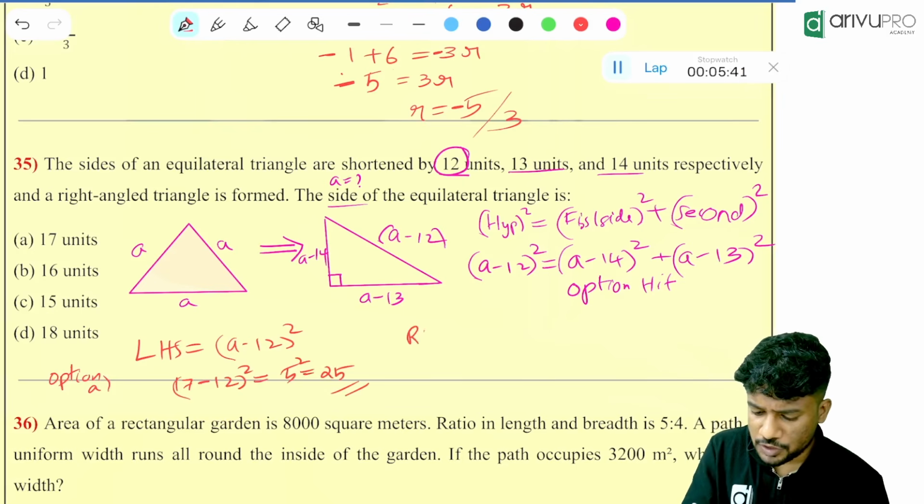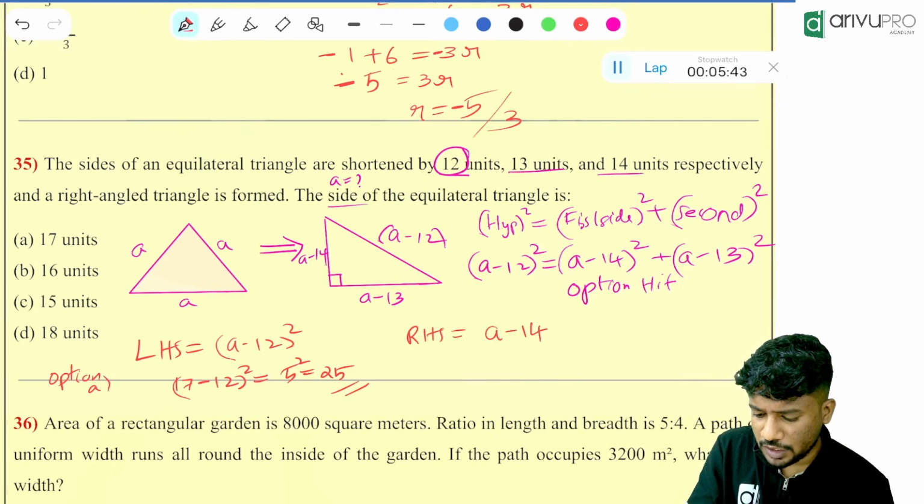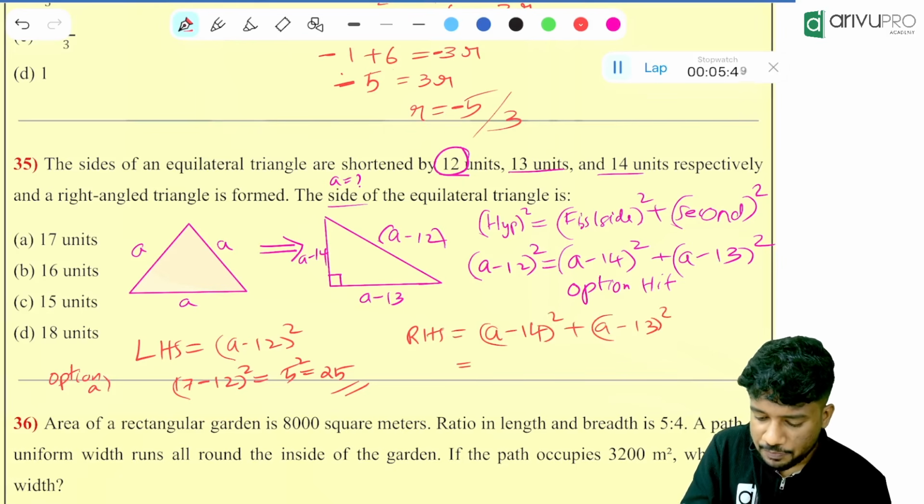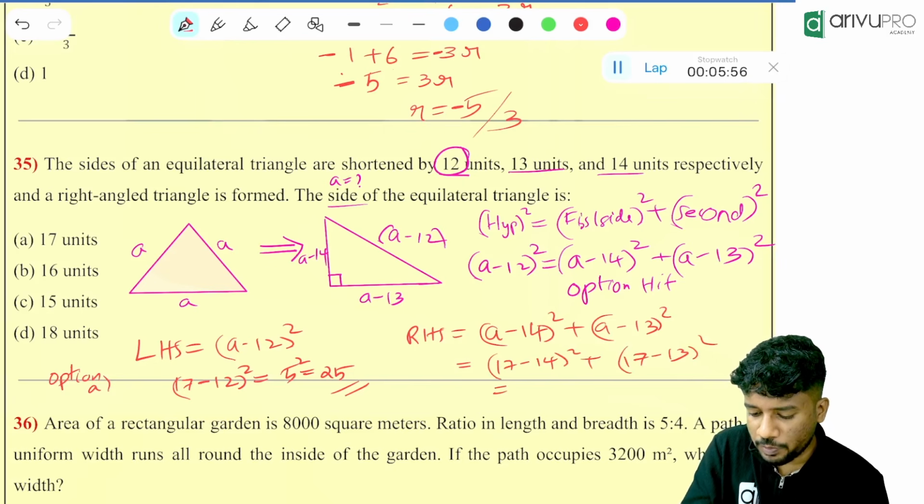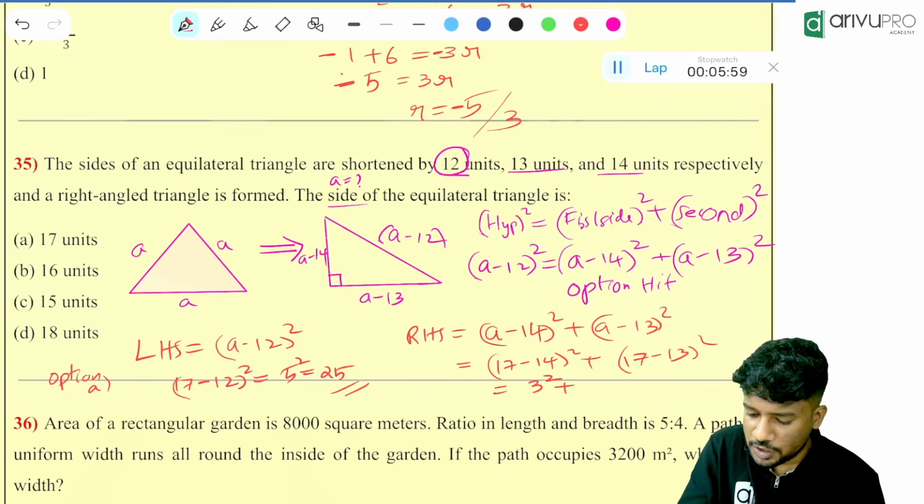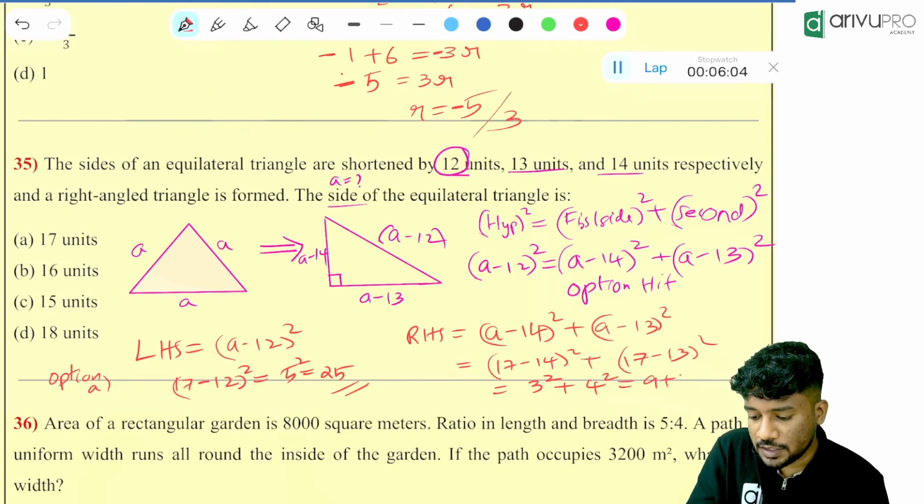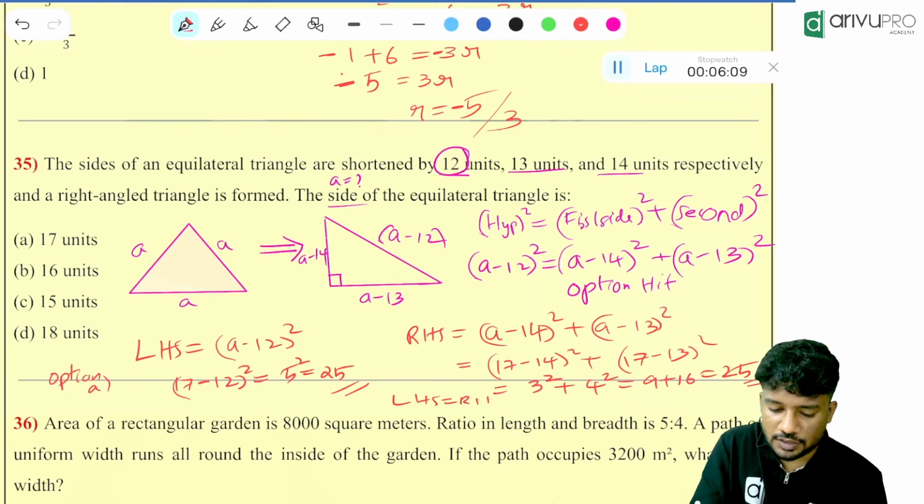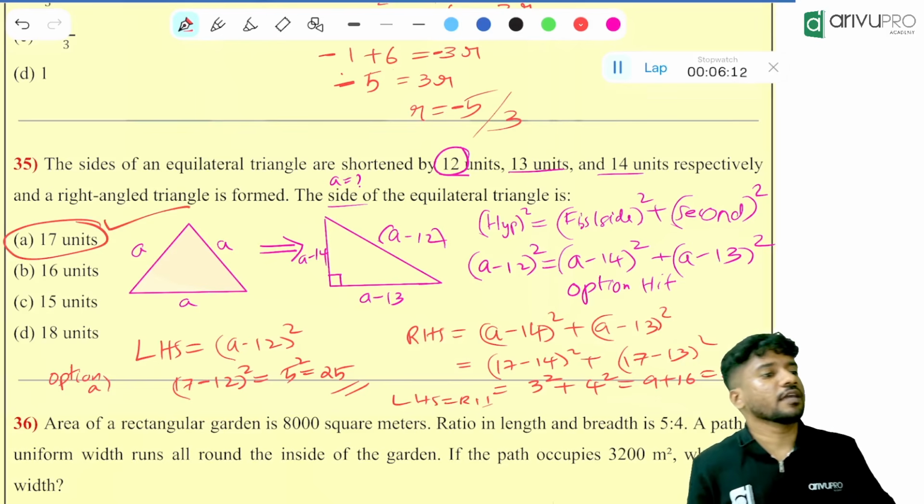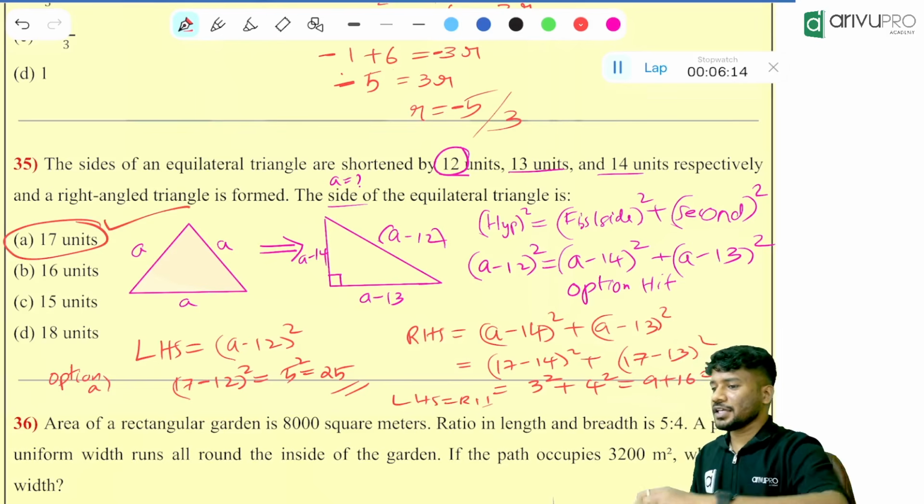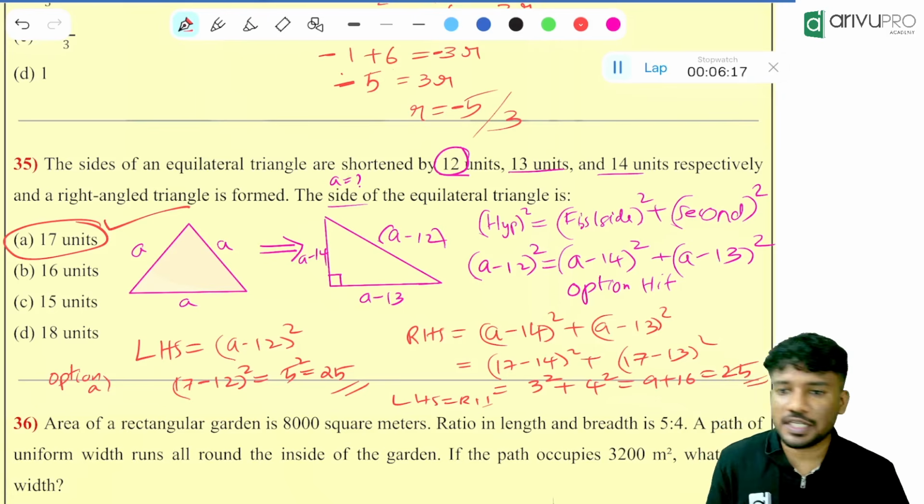Then RHS is how much? RHS is nothing but A minus 14 the whole square plus A minus 13 the whole square. That is nothing but 17 minus 14 the whole square plus 17 minus 13 the whole square, which is equal to 3 square plus 4 square, which is 9 plus 16, which is equal to 25. So LHS is equal to RHS in option number A. Option A is your answer, and it's a direct question and a very easy answer.